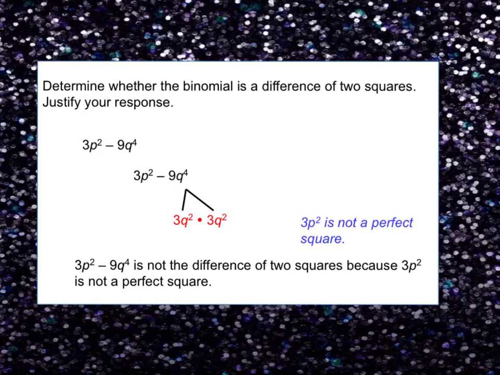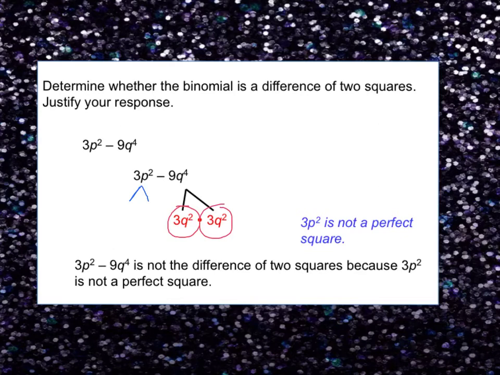Notice that we have to look at both terms, the first term and the last term. So let's take a look at the first term. We have 3p squared. I can't split that into 2 equal factors, so I'm just going to leave it. But the 9q to the 4th power, we can. We can split that into 3q squared times 3q squared, which gives us 9q to the 4th. Therefore, this is not a difference of two squares because both terms have to be perfect squares.